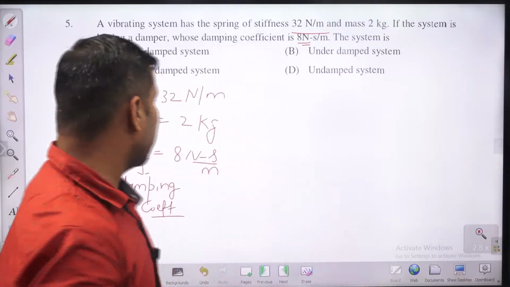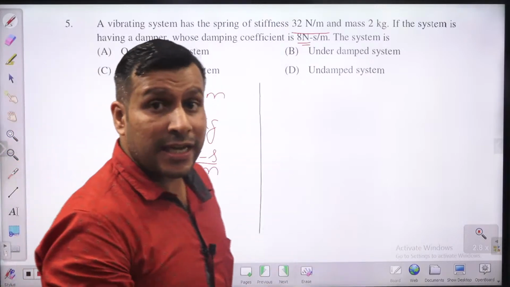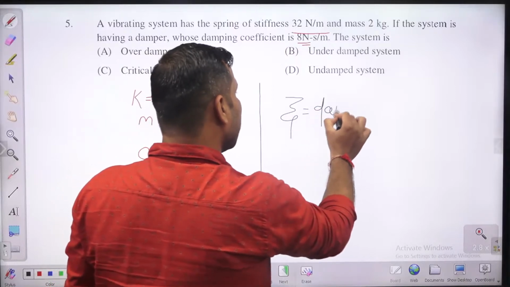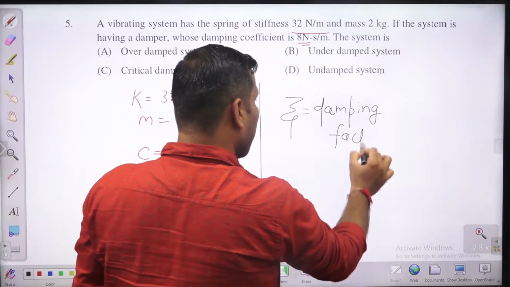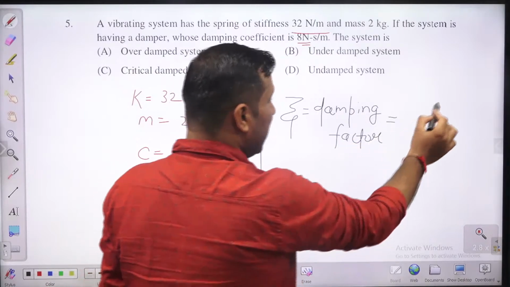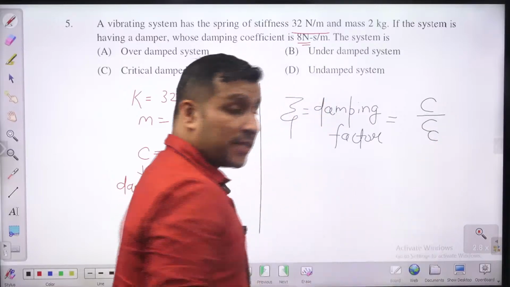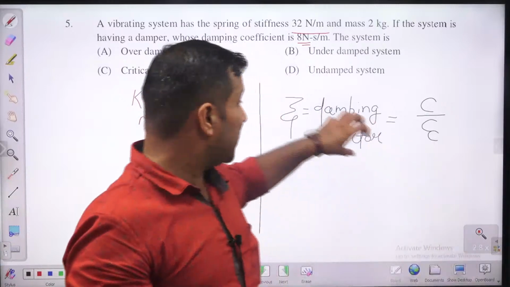How to check that, guys? How do we actually need to check this? You know, there is a factor which is known as zeta or damping factor. This is nothing but the ratio of the damping coefficient to the critical damping coefficient. C by Cc. The ratio of damping coefficient to the critical damping coefficient, that is known as damping factor.